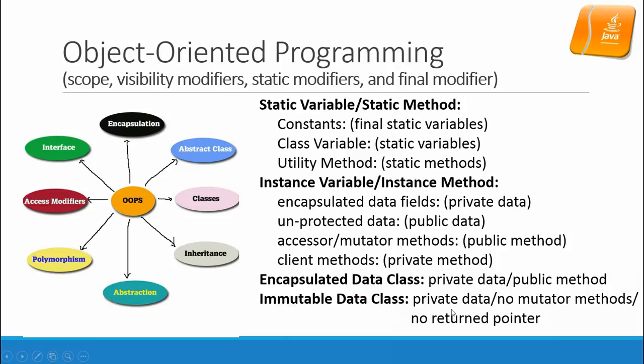Immutable data class: private data, no mutator methods, and no return pointers. This guarantees a certain data class. The objects won't be changed.